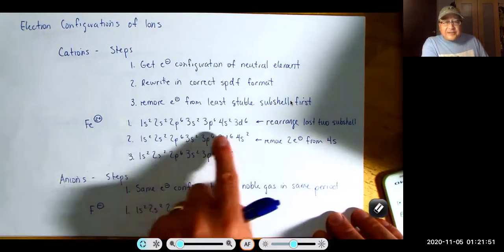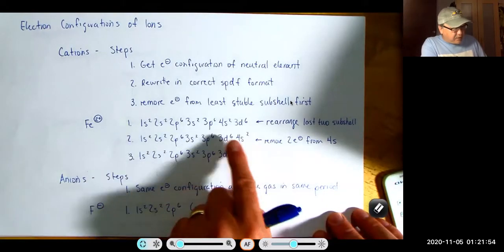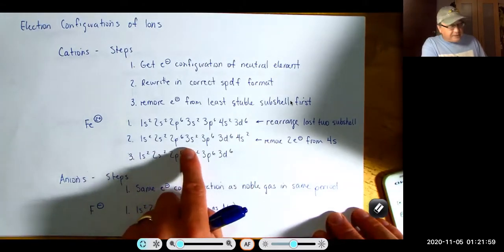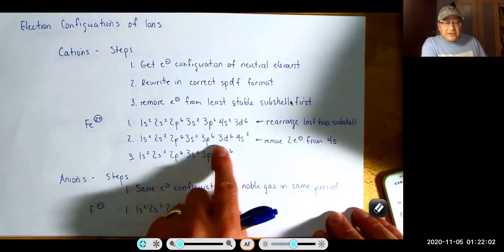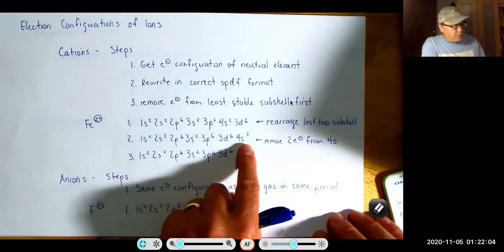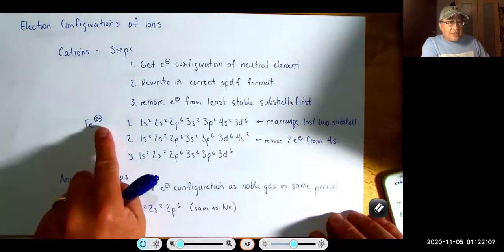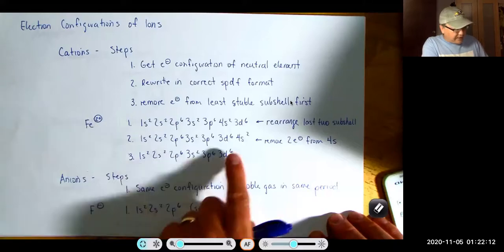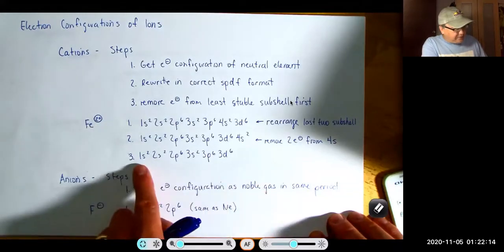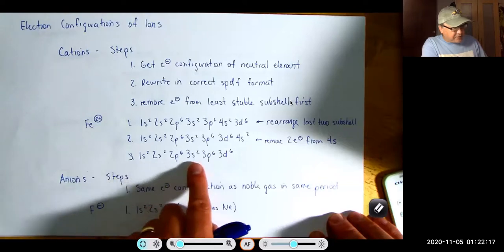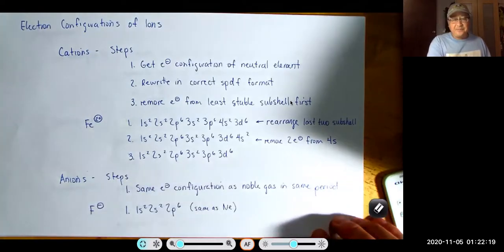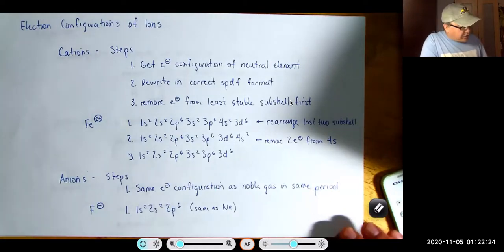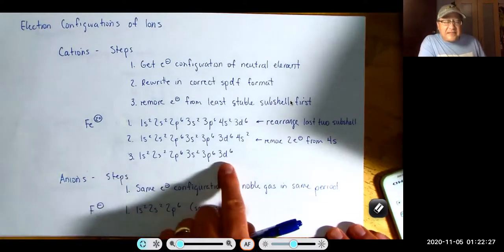Now, the 4s is less stable than the 3d, so we have to rewrite this so that we have 1s2, 2s2, 2p6, 3s2, 3p6, 3d6, 4s2. Now we remove 2 electrons from the least stable subshell, which is the 4s. So this becomes 1s2, 2s2, 2p6, 3s2, 3p6, 3d6. So you can imagine what iron 3+ would look like. Iron 3+ would look like this, only instead of 3d6, it would be 3d5.